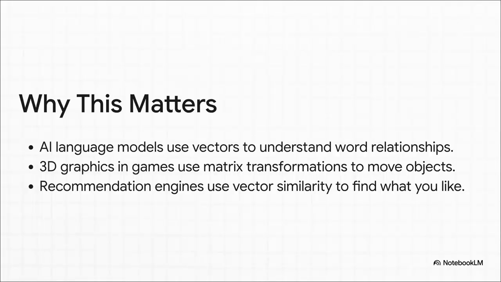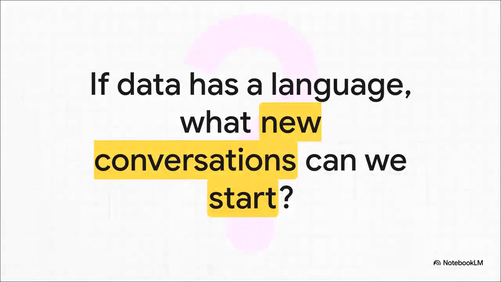Now, I get it. This all might feel a little abstract. But here's the thing. This is the invisible engine that powers our world. When an AI can understand an analogy like king is to queen as man is to woman, it's because it's doing math on vectors. Every time you see a character run across the screen in a video game, that's just a bunch of matrix transformations happening in real time. And yeah, when Netflix perfectly suggests your next binge watch, it's because it found your preference vector is close to somebody else's.